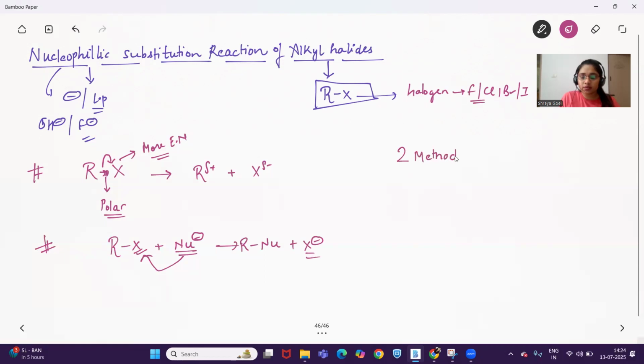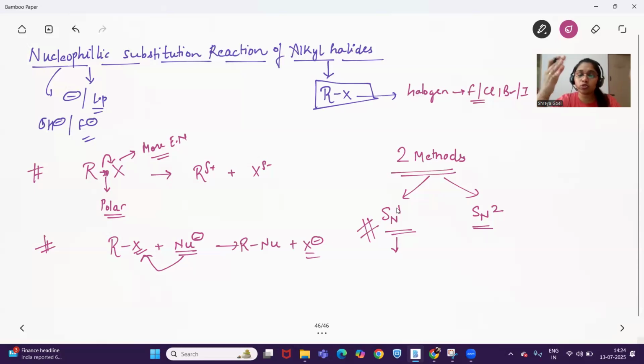There are two methods or two mechanisms by which this nucleophilic substitution can happen. What are those two methods? The first method is SN1 and the second method is SN2, right? We will study them one by one. In today's lecture, we will cover the SN1 mechanism. In both mechanisms nucleophilic substitution reaction takes place, but the steps are different, right?